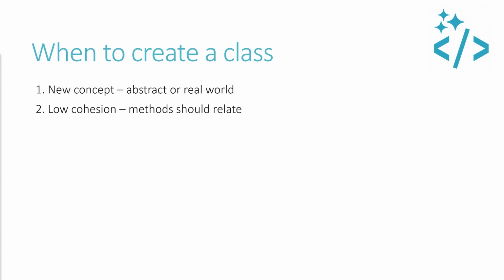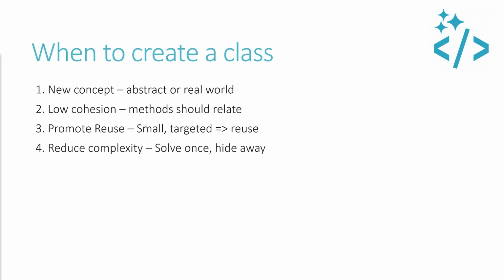A class should have high cohesion. So the methods inside that class should be very related, and if classes are small and related, we can reuse them. They will be small, and the reuse is easier, and also the complexity is reduced. We should create classes when we have a group of data which is strongly related.